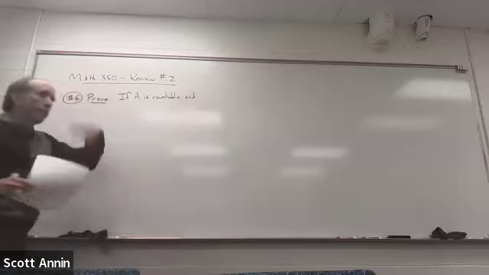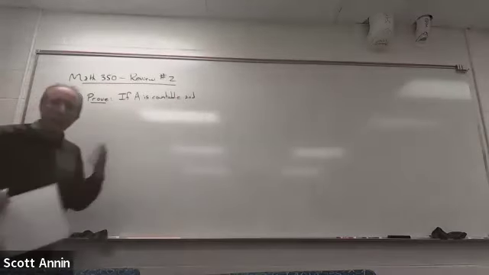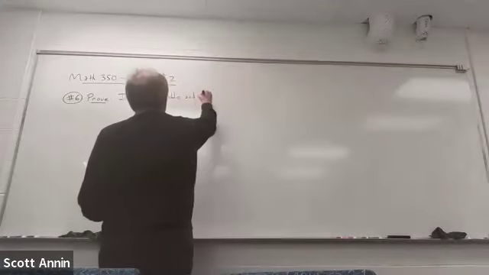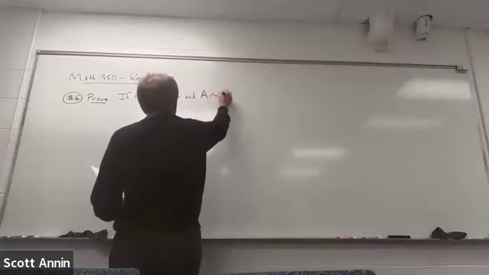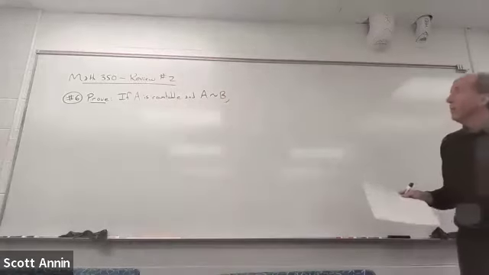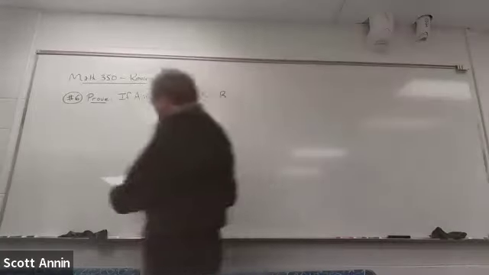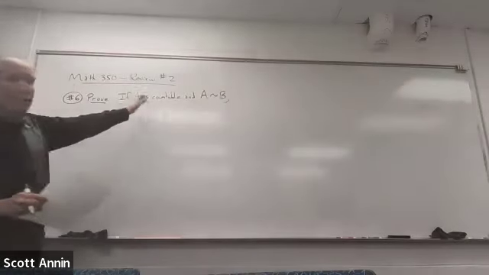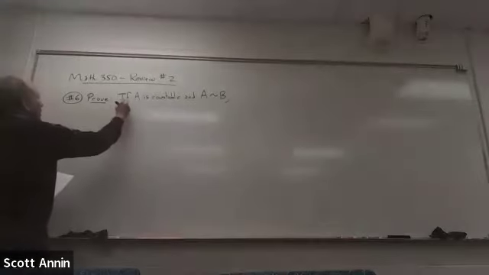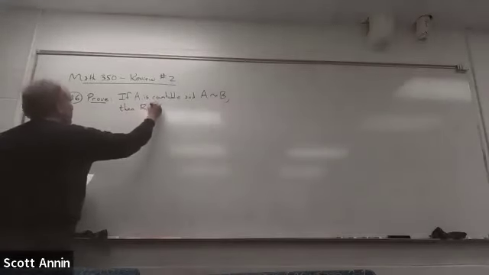So in the first review, I gave you some specific sets and asked you whether they were countable or not. In this one, what I'm going to do is give a little more theoretical result. This is actually part of a proposition that I ended up not ever getting around to proving. If A is countable and A twiddles B, then B is countable.